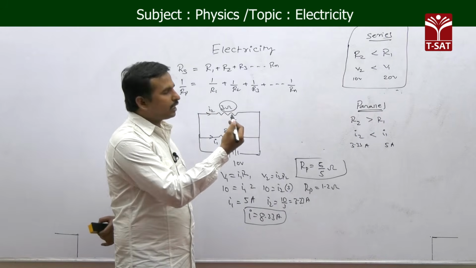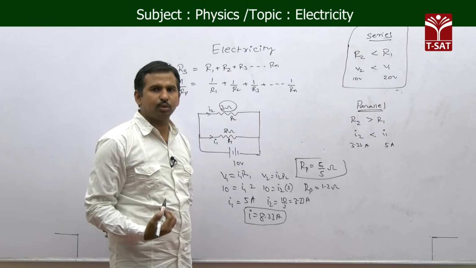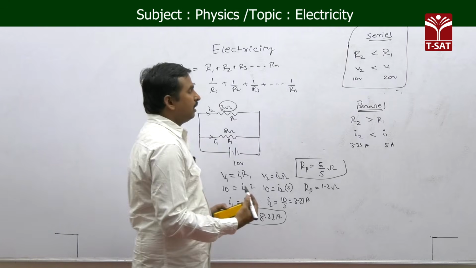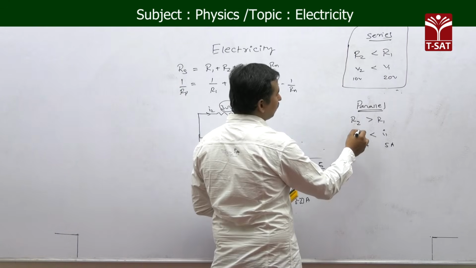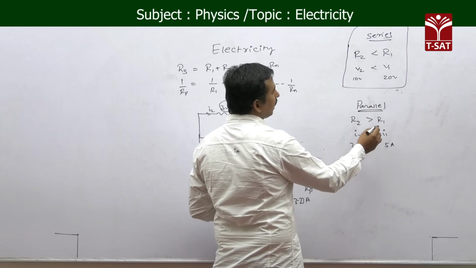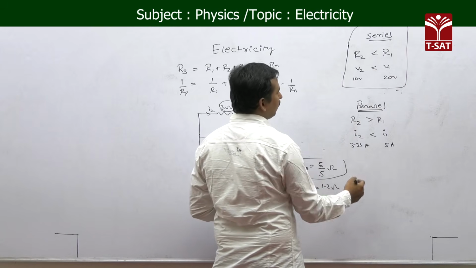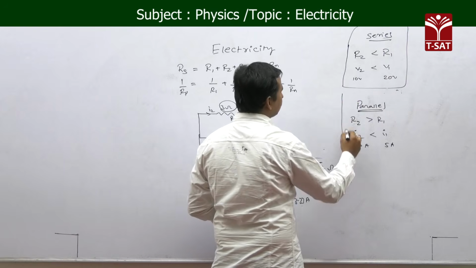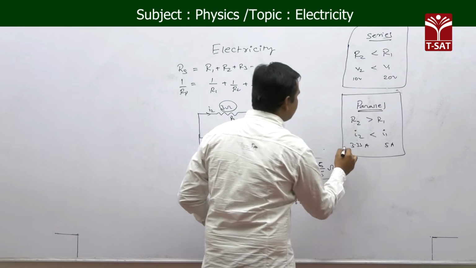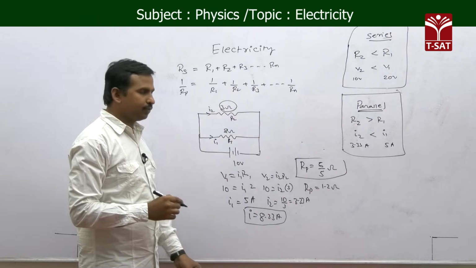Having more resistance, the current passing through it is less. Having less resistance, the current passing through it is more. Having less resistance, we get more current. This is what we see in the case of a parallel connection.